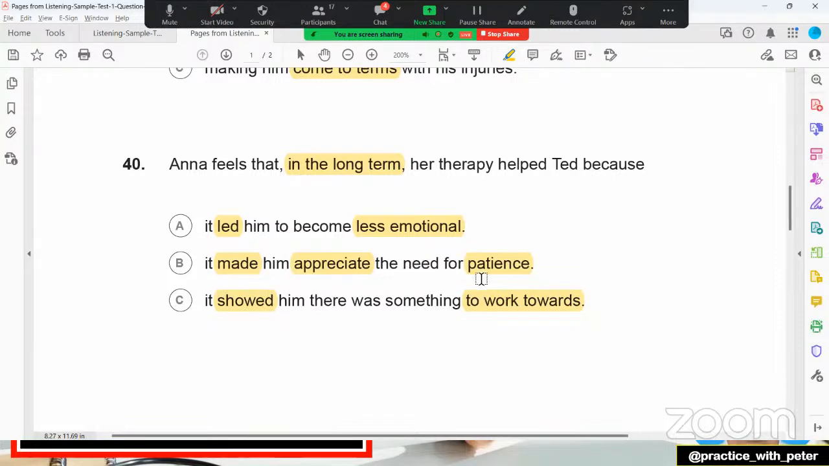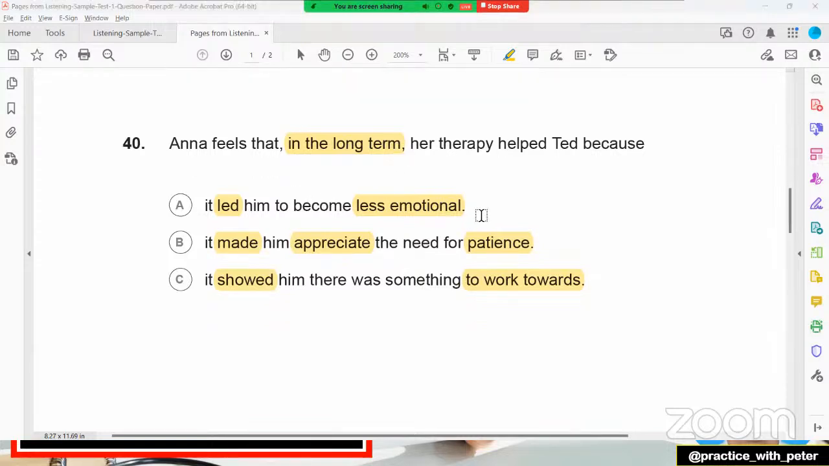Okay. So positive. So less emotional. Appreciate. Understand. Patience. Perseverance. To stay cool and calm, composed, relaxed. A patient person is relaxed, composed, cool, okay, tension free, worry less, like that one. So this is 40th question.